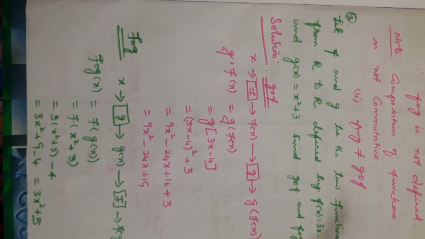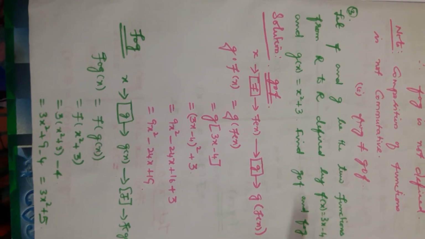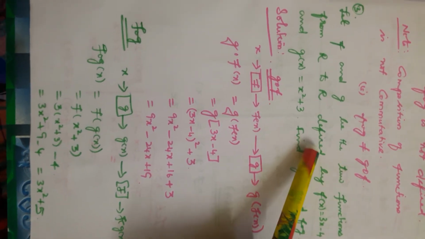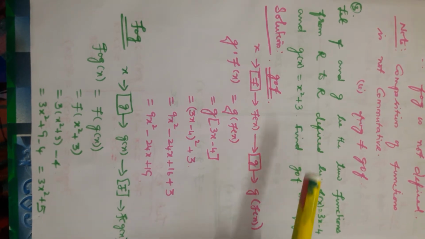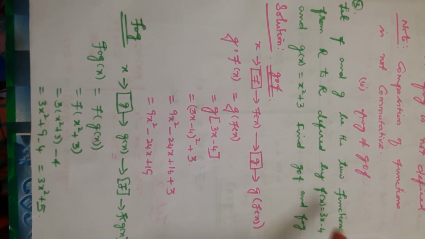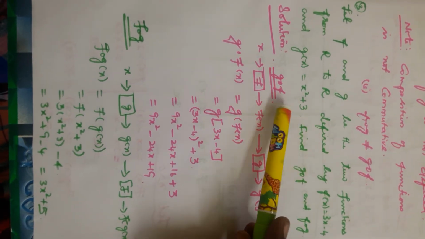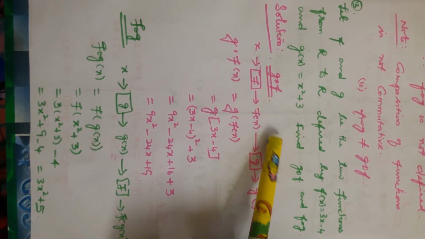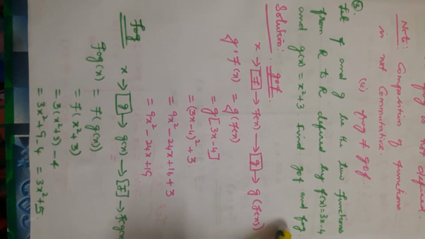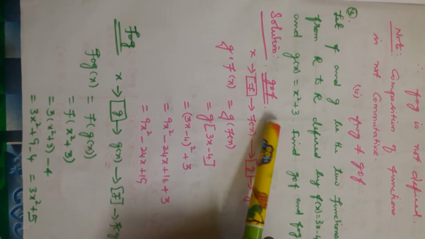Now we completed the numbers. Now in terms of functions: let f and g be two functions from R to R defined by f of x equal to 3x minus 4 and g of x equal to x square plus 3. Find g composite f and f composite g. So how will it work?